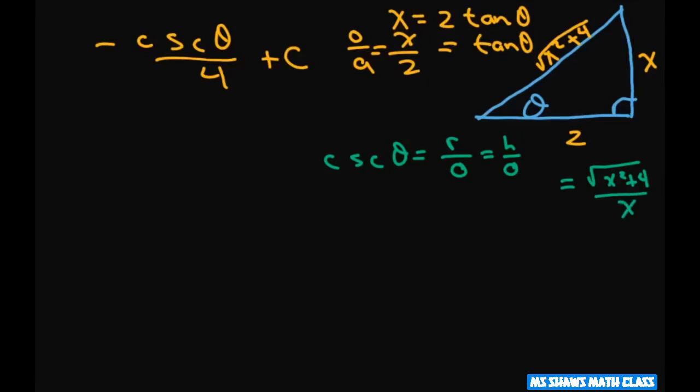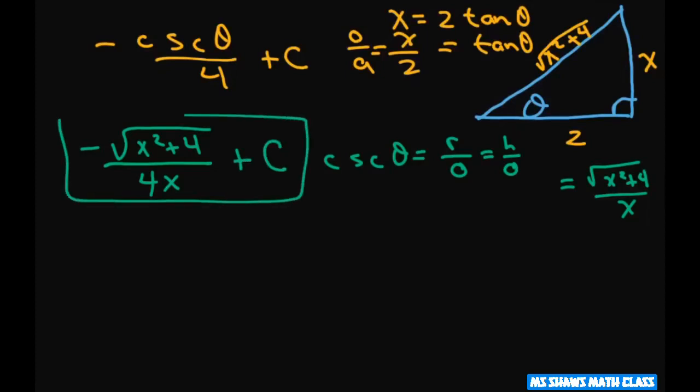All right, so we can substitute that back in. So that's going to be negative the square root of x squared plus 4 divided by x. And we still have this 4, so you can just put it there, plus c. And that's your final answer.